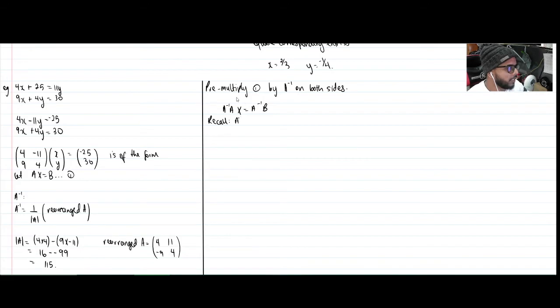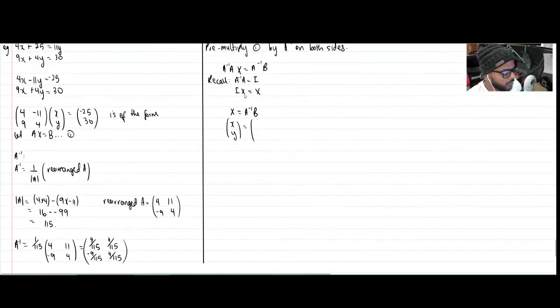Recall, A inverse A is the identity, and the identity multiplied by X will give me back X. So my equation now becomes X is equal to A inverse B. Replace X with our [x, y]. Replace A inverse with the inverse of A, which we worked out as 4 over 115, 11 over 115, minus 9 over 115, and 4 over 115, multiplied by B, which is [negative 25, 30].